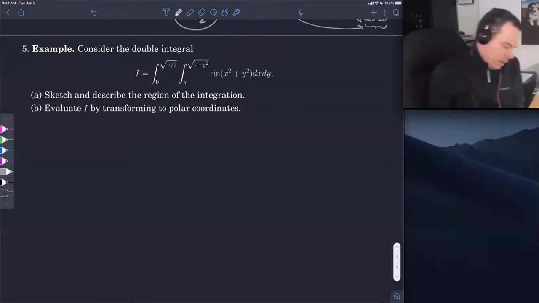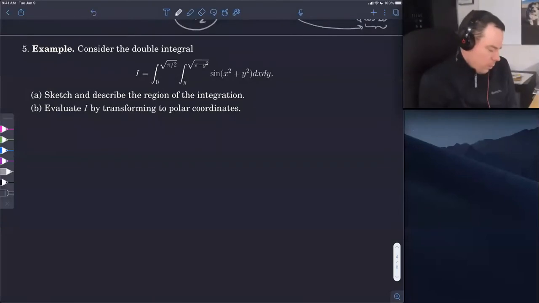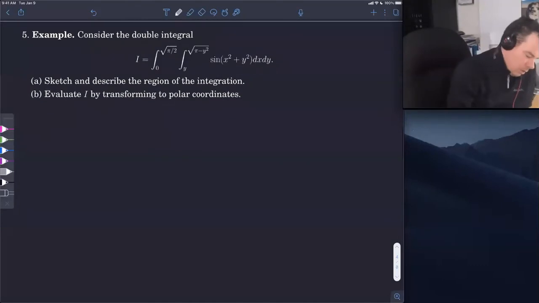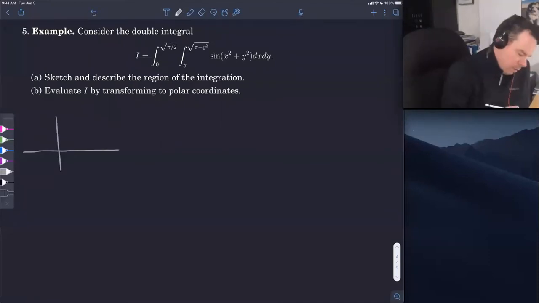So let's consider now this double integral. What we have to do in this case is read off from the integral what the region is we're integrating over and see if it's better done in another coordinate system. So this first part, sketch and describe the region of integration. Let's see what it is.